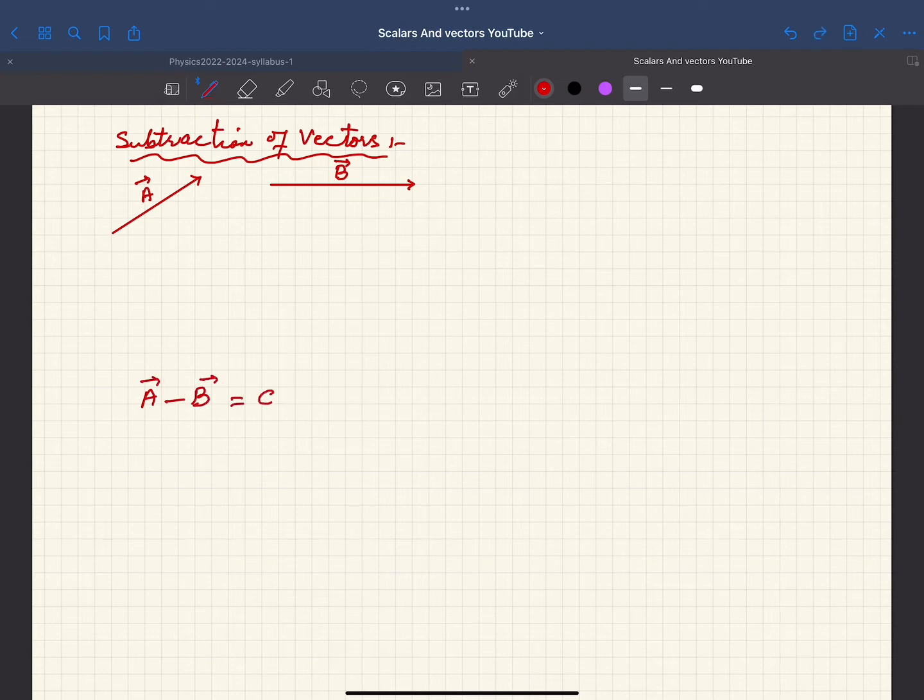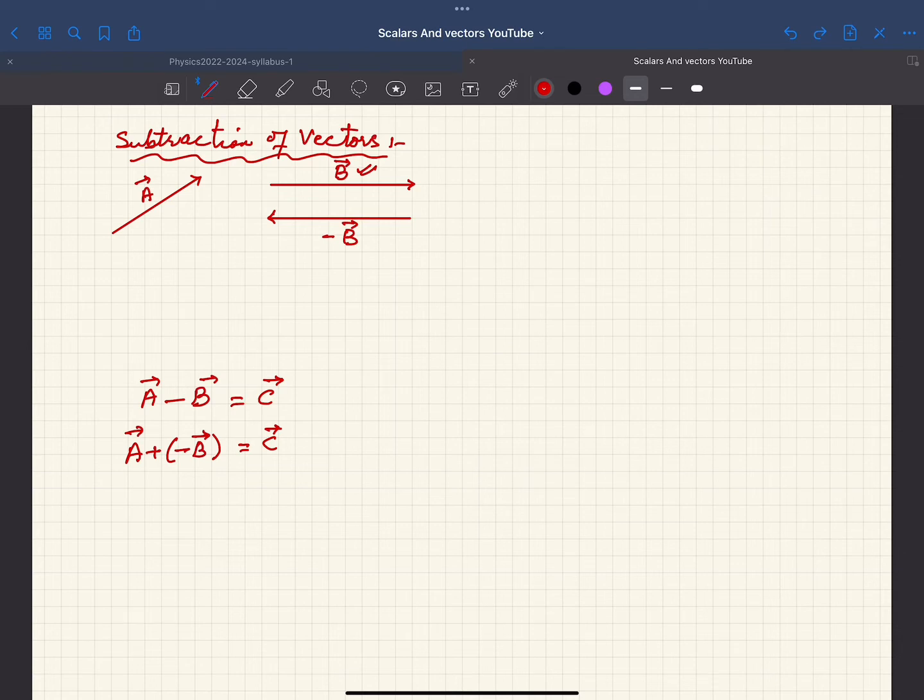So what you can do, simply you can say that actually we are going to add these vectors, but the difference is that we are adding vectors A and B in such a way that the negative of B is going to be added to vector A. What is the negative of B? If we have this vector B, then the negative of B will be the vector which is equal in size or magnitude but opposite in direction. So this will be your negative B.